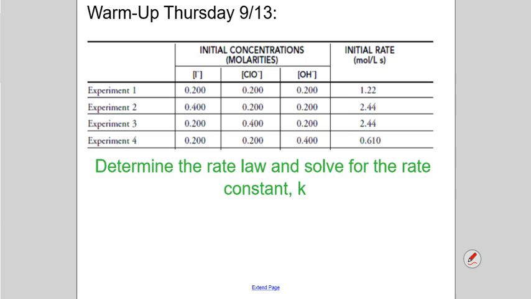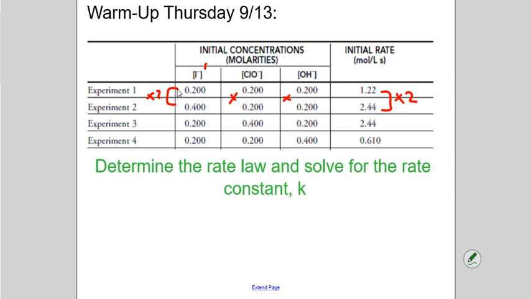So like we can look at iodide right here. It's doubling while the other 2 are staying the same concentration. So we can see that this is going up by 2, and so is the rate. The rate is also doubling. So we know that this guy is first order. We can do the same thing with the other reactants.